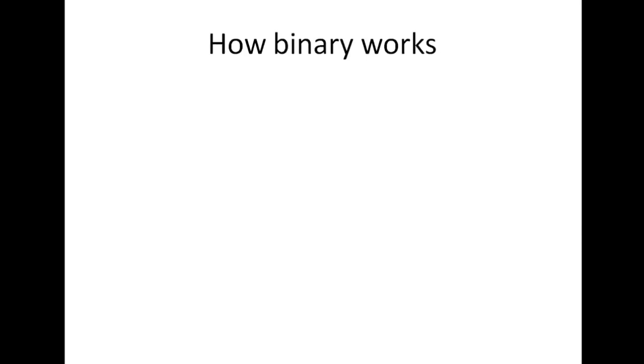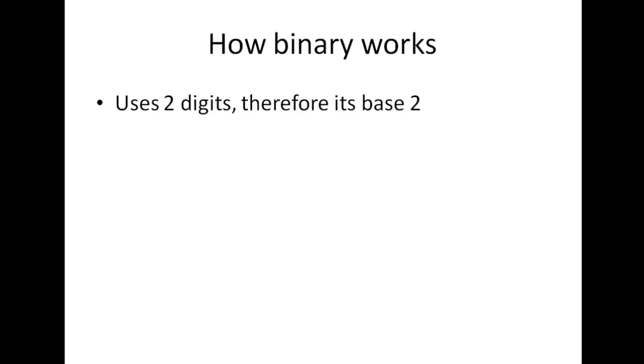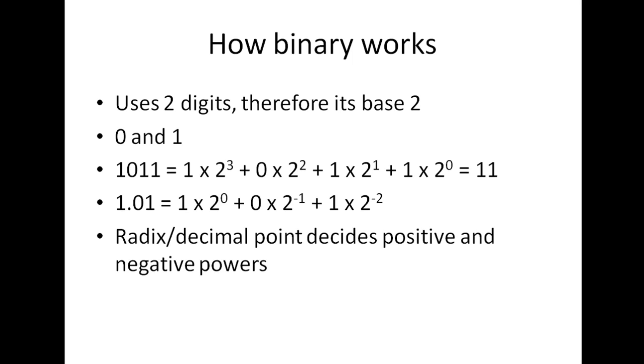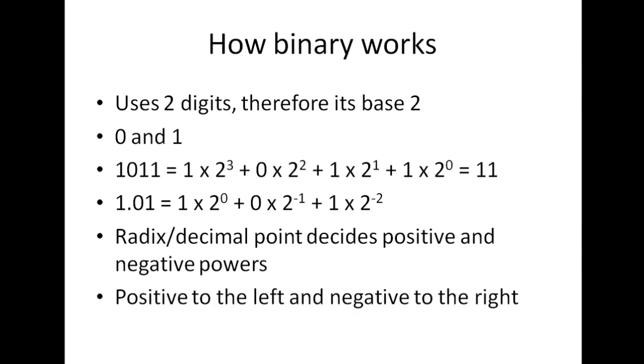Now we'll show how binary works. Unlike decimal, it only uses 2 digits, 0 and 1. Here's an example of how it works. Note how it uses powers of 2 instead of the powers of 10 used in the decimal number system. Here's another example with a radix point. The radix point will decide which powers are positive and which are negative, with the positive being to the left and negative being to the right.